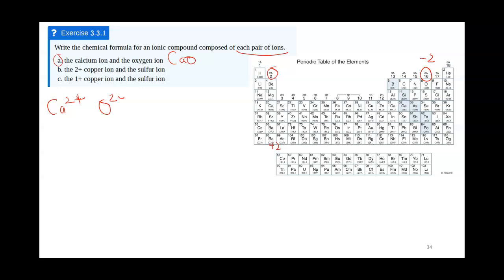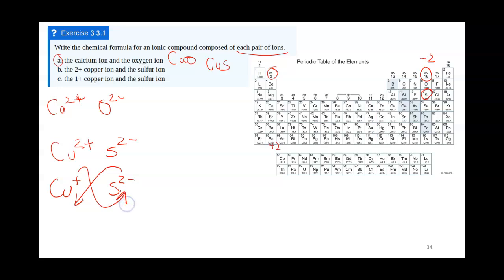B is a little easier. It says the 2+ copper ion, so Cu indicates copper, put the metal first, and the sulfur ion. And sulfur is also in the 2- column, so that's going to be S2-. And again, we can see that these guys have equal and opposite charges, so they're going to combine 1-to-1. In the next example, we're told that the copper ion has a charge of +1, and it's combining with the sulfur ion, which always has a charge of -2 because it's in group 6A. These guys do not have equal and opposite charges, so we're going to use crossover.